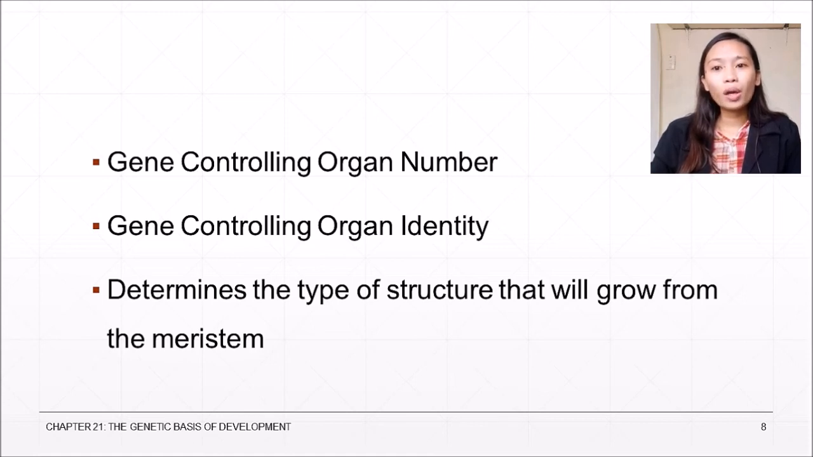It determines what type of structure will grow from the meristem. Like for instance, whether that particular outgrowth from the floral meristem becomes flowers or leaves.